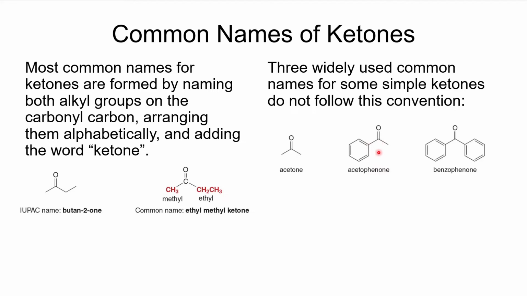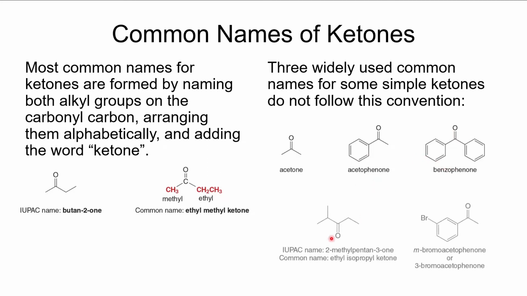Here we've got acetophenone, and acetophenone is where you have a methyl and a phenyl group attached to the carbonyl. So methyl phenyl ketone is acetophenone. And if you have two phenyl groups attached to the carbonyl, we refer to that as benzophenone. So that gives us some interesting names that we could call this.